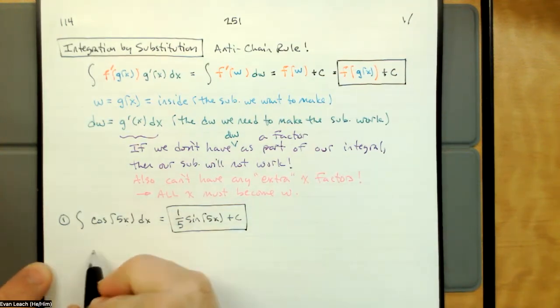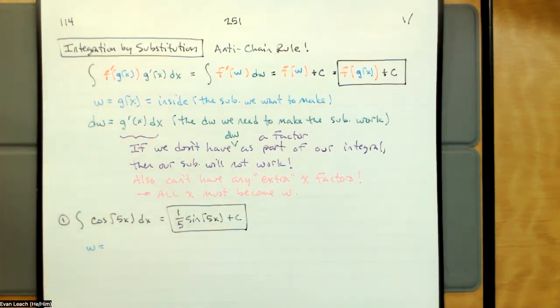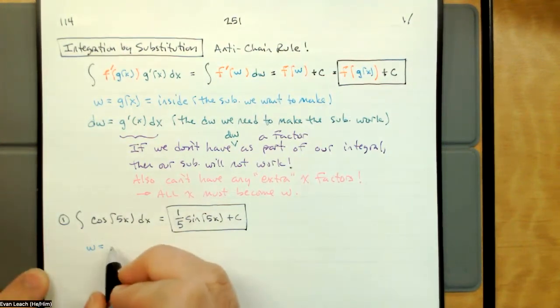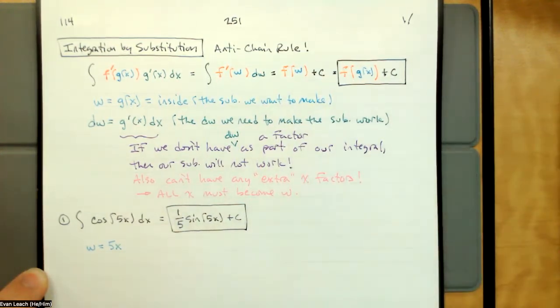We know that our inside is going to be w. This is what our intuition was telling us. This is why this 1/5 is there, because we knew that there is something weird going on with the inside, but it's pretty simple because it's just a 5x. So we're thinking that w is equal to 5x. This is the substitution that we want to make. And then we're saying that dw is 5 dx.